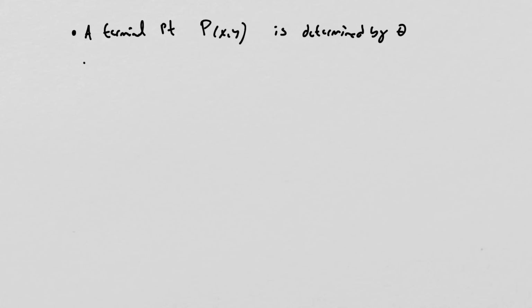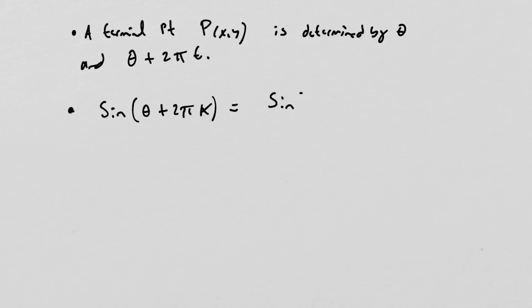This comes from the fact that a terminal point on the unit circle is determined by theta, and theta plus any multiple of 2 pi. What this means is that sine evaluated at theta plus 2 pi, let's say times k, will always be equal to sine evaluated at theta, and for the exact same reason, if we evaluate cosine at theta plus 2 pi k, this will always be equal to cosine theta.